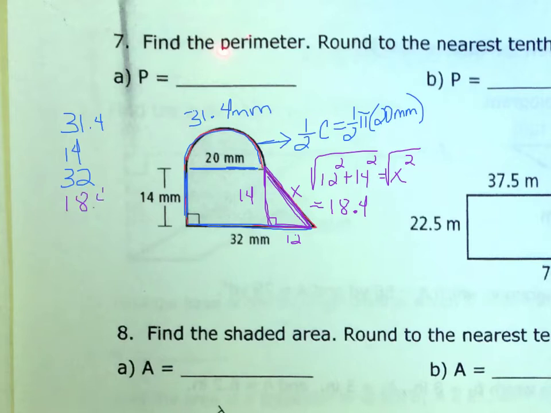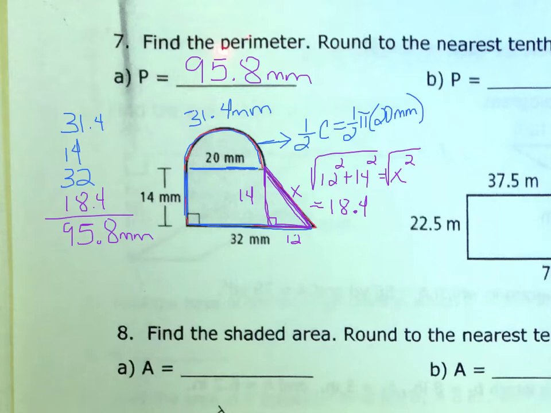18.4. And then when you add all those numbers, you're going to add 31.4 to 14, 32, and then 18.4. What's the sum of all of that? That's right. So it's 95.8, and this is millimeters. So it's 95.8 millimeters. Okay, any questions about number 7a? So far, so good?